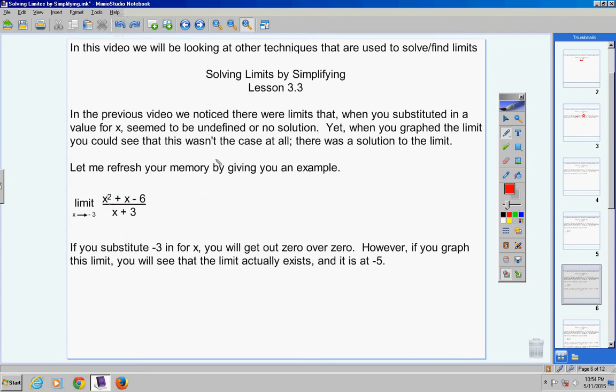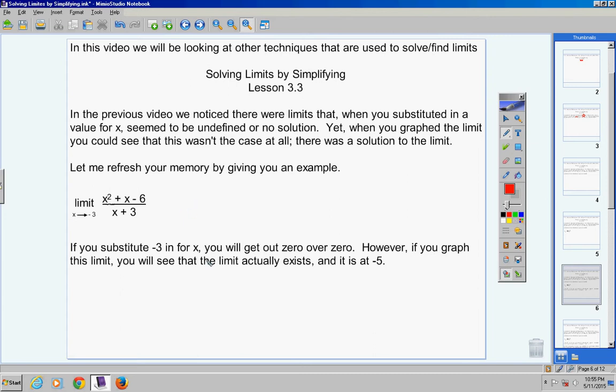So you would say, okay, there's no solution to this limit. That's not correct, though. If you were to graph this, you would see that the limit actually exists, and the limit is -5. The graph is approaching -5 on the y-axis. I'm not going to worry about what that graph looks like right now, but these are the types of problems we're going to look at today. You try to solve them analytically by substituting the number in, and it doesn't work. But there's still actually a limit. So what do you do?